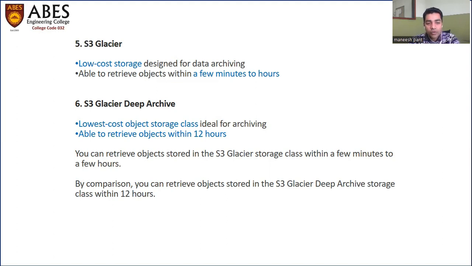You can retrieve objects stored in the S3 Glacier storage class within a few minutes to a few hours. By comparison, you can retrieve objects stored in the S3 Glacier Deep Archive storage class within 12 hours. So according to our needs, we have these 6 types of storage classes, and we have to see how much we want to spend, what kind of data we have, and what our access patterns are. Then only we will choose the service type we need.